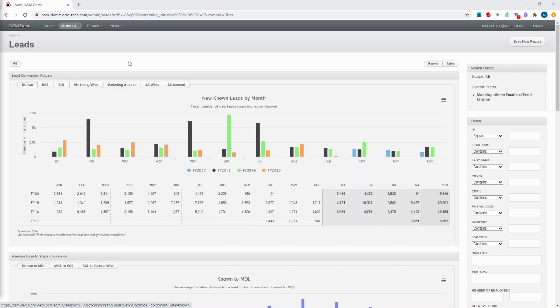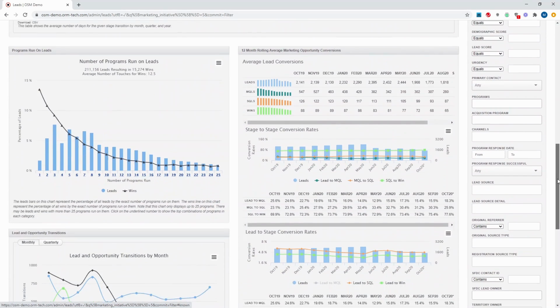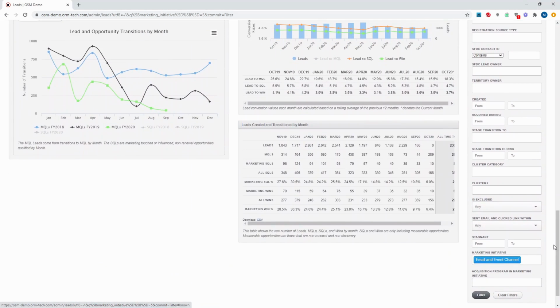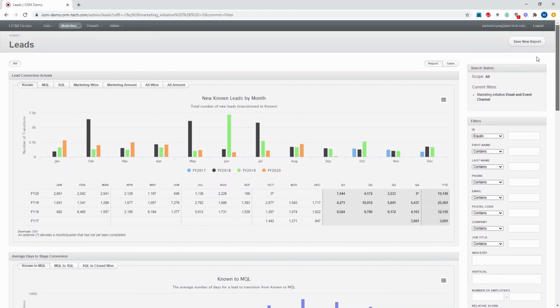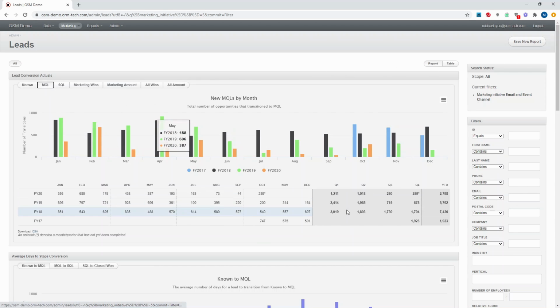I can filter down by individual programs, but I can also filter down by marketing initiatives. So as I scroll down here, I can see the marketing initiative filter. I've added email and event channel in here, which we created in an earlier video, and I can add others as well, but I'm just going to add this one today because I'm interested to see these leads and how they performed. So I'm going to scroll back up to the top, and I want to know how many MQLs I had in that initiative for Q1 2020.